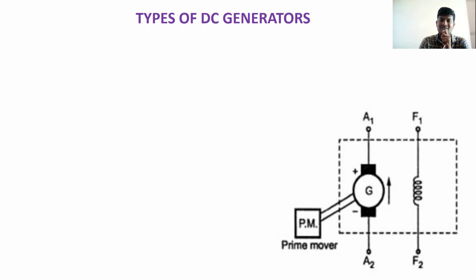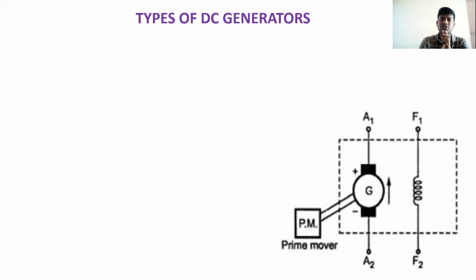That process is called excitation. We are applying the supply to the field winding. That is nothing but the methods of excitation. Methods of excitation means methods of giving the supply to the field winding. How to give the supply to the field winding is called methods of excitation.